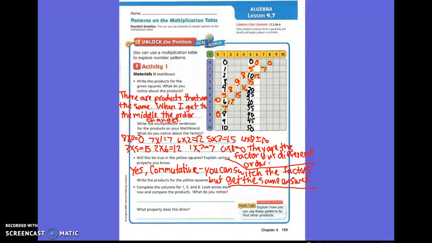Now we need to do 6's. 0 and 6 they already have. So 1 times 6 equals 6. 6 times 2 is already there. 6 times 3 is 18. 6 times 4 is 24.